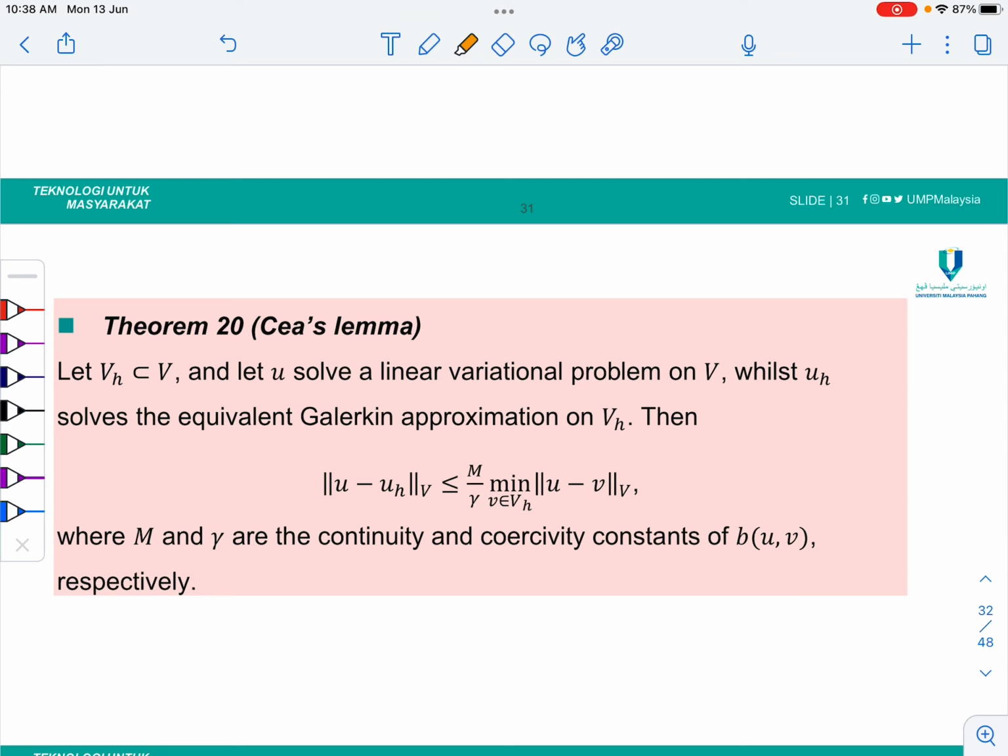Let V_h be contained in a space V and let u solve a linear variational problem on V, whilst u_h solves the equivalent Galerkin approximation on V_h. Then the error u minus u_h in the V norm is bounded, is less than or equal to a constant M over gamma times the minimum over v in V_h of the norm of u minus v in the V space. Here M and gamma are the continuity and coercivity constants of b(u,v) respectively.